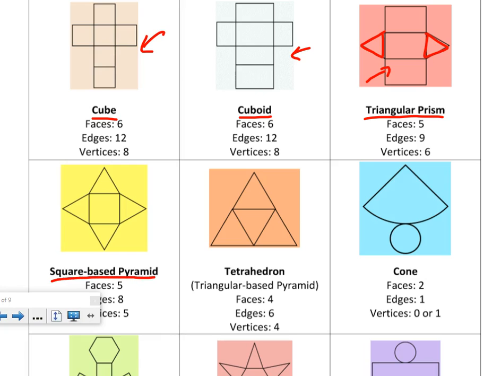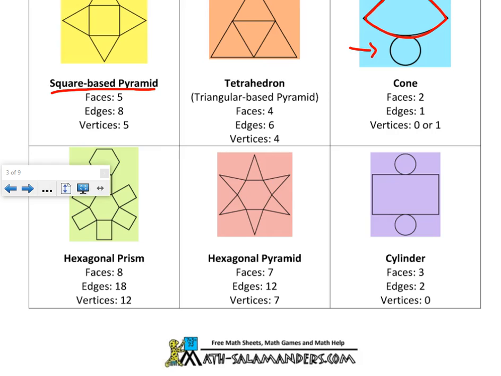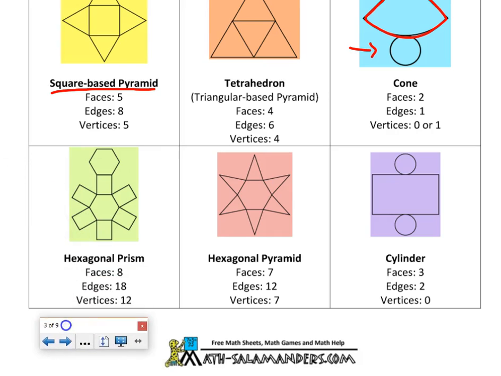Square-based pyramid, tetrahedron. A cone looks like this when it's opened up, so it makes this funky curved triangular shape. And then if we keep going, we've got a hexagonal prism, a hexagonal pyramid, and then a cylinder. Cylinder looks like this when opened up. It's got a rectangle for its lateral face, and then two circles for its bases.